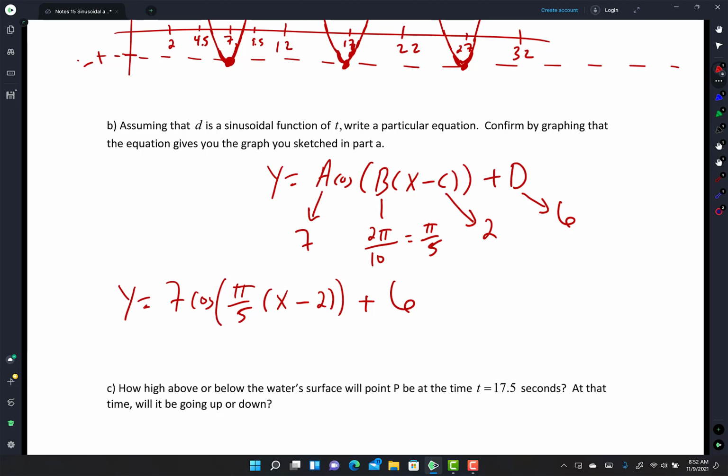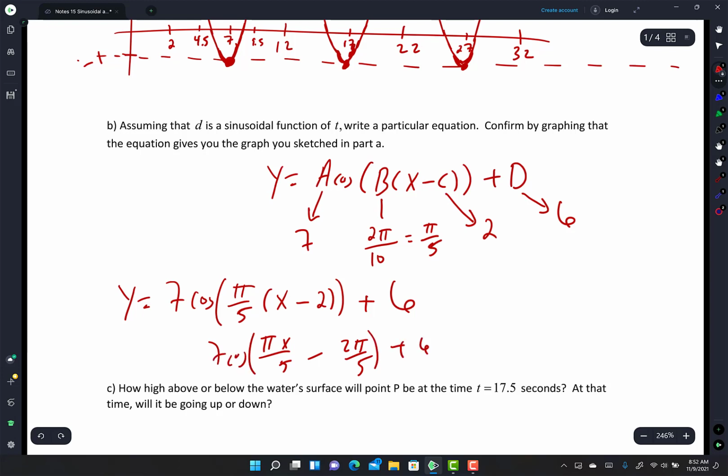When you get to the university, depending on the professor, they might distribute the pi over 5. Don't get scared. If you see 7 cosine of (pi x over 5 minus 2 pi over 5) plus 6, it's the same thing. Cool? Okay.